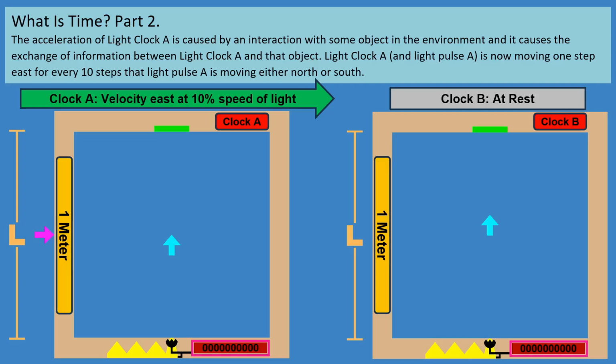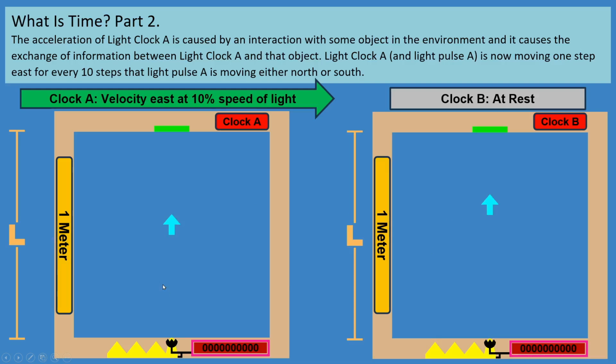The acceleration of light clock A is caused by an interaction with some object in the environment, and it causes the exchange of information between light clock A and that object. Light clock A is now moving one step east for every 10 steps that light pulse A is moving either north or south. And here we see that it has an extra set of instructions, just one step east. And clock B doesn't have that.